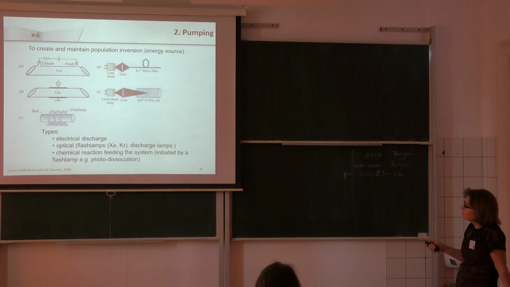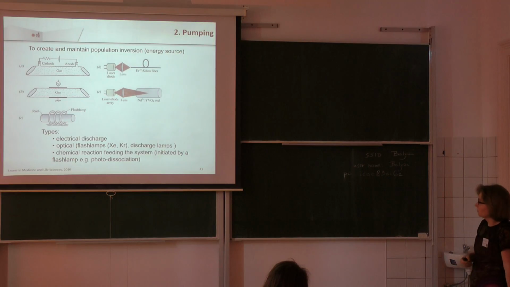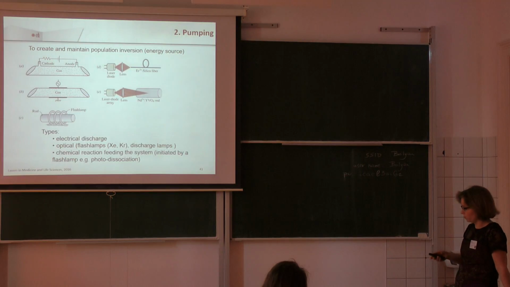You can use an external laser source, which can be a laser diode or other types of lasers, to pump your system to population inversion, like in the case of this fiber laser. But the laser diode can also pump a solid state laser. And I don't have a picture here, but a chemical reaction can also bring the system into population inversion.